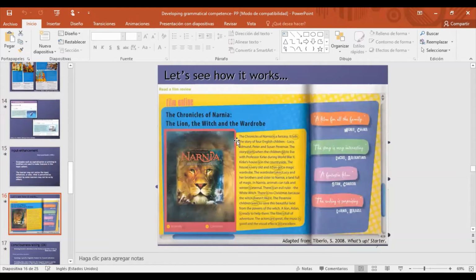If you have a look at this story, or this film review rather, there are some words that are highlighted, right? That is, from the whole of the text, some words are within a circle, and the idea is that those items should call students' attention because there is something around them that makes them salient. Do you see the point?